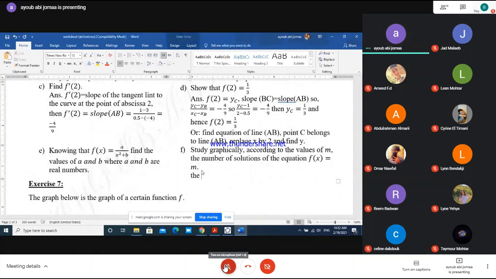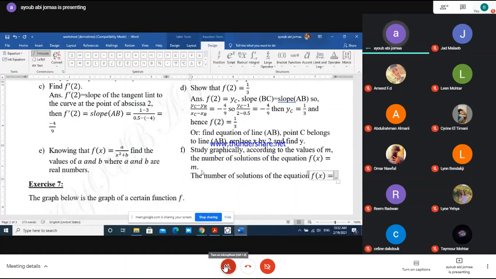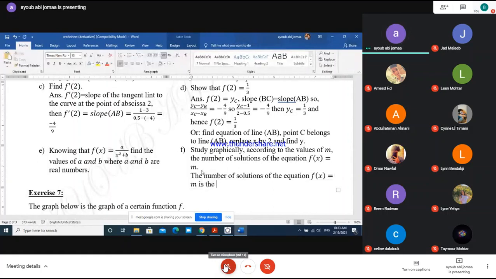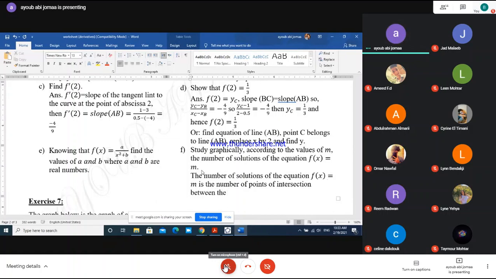The number of solutions of the equation f of x is equal to m is the number of points of intersection between here and the line of equation y equal m.